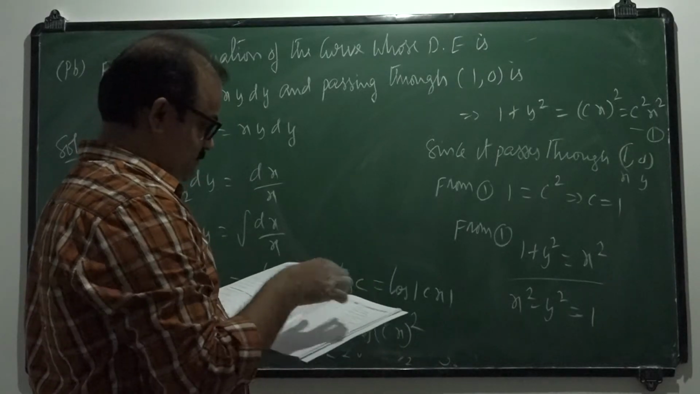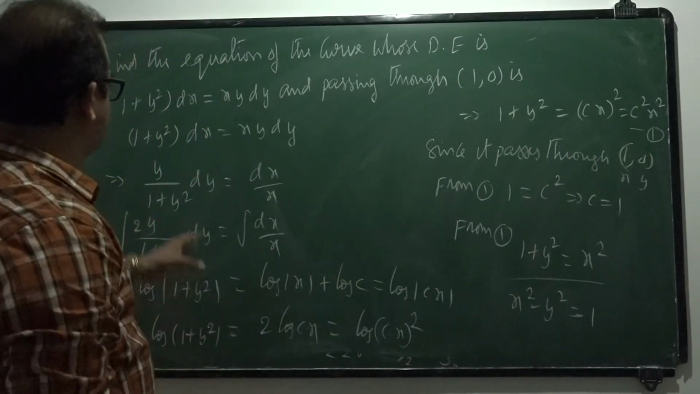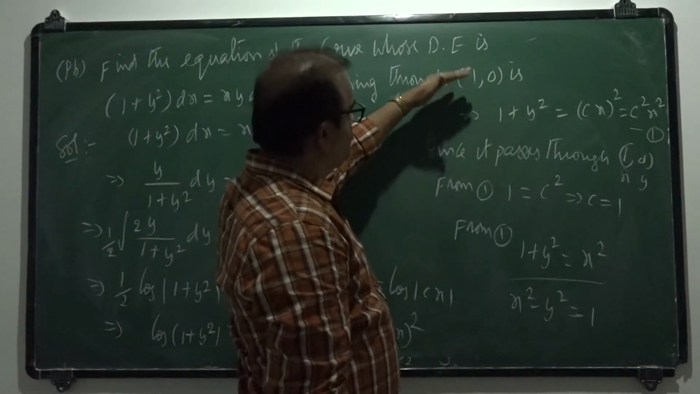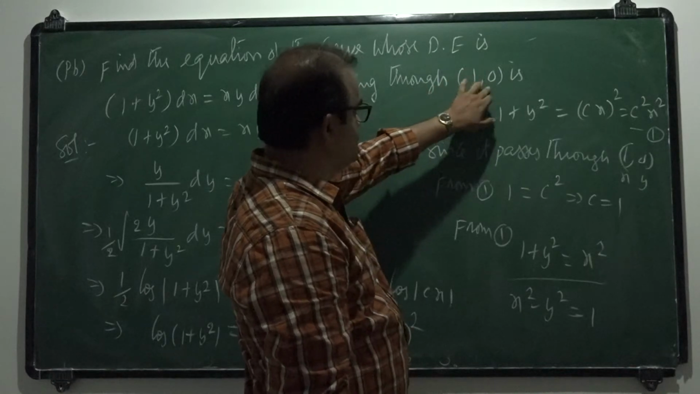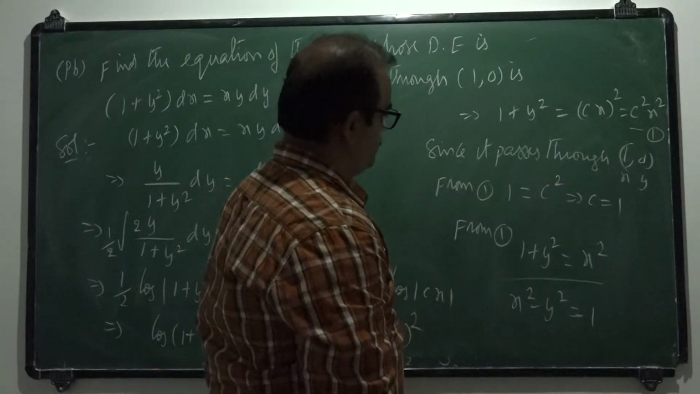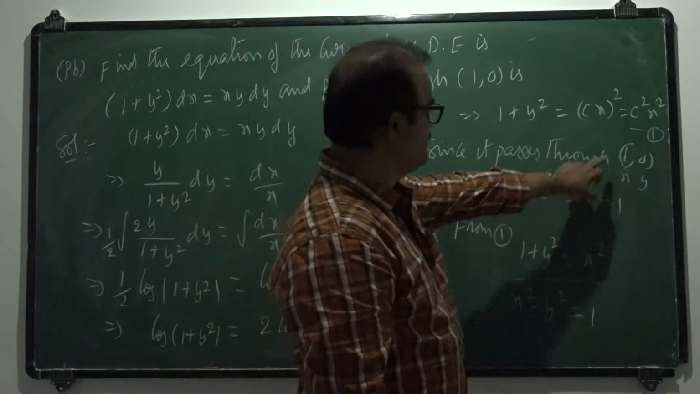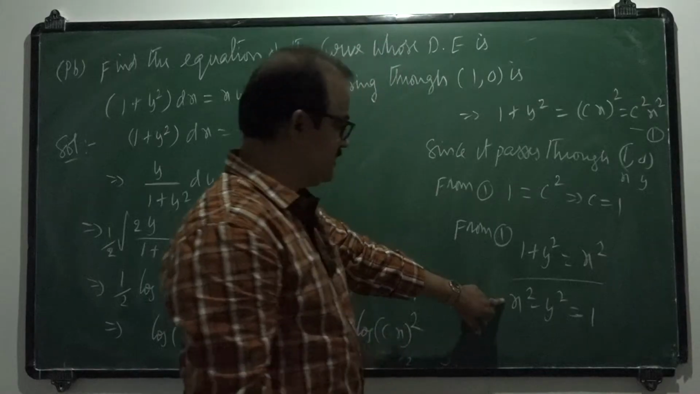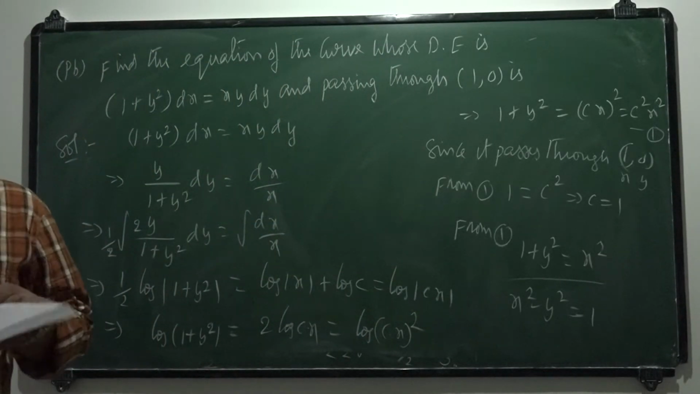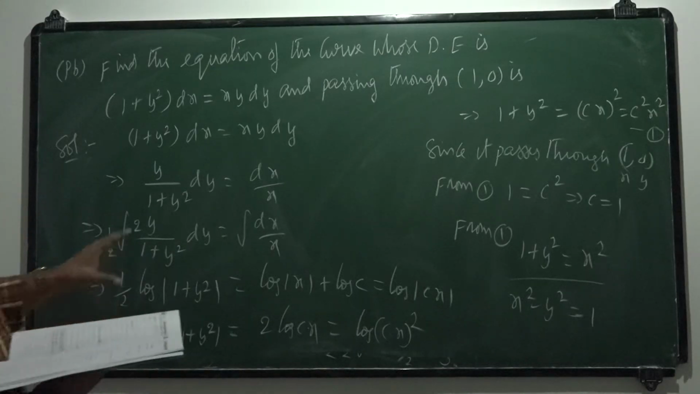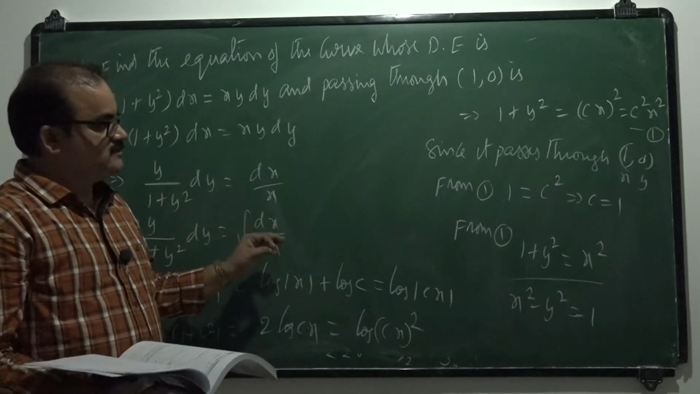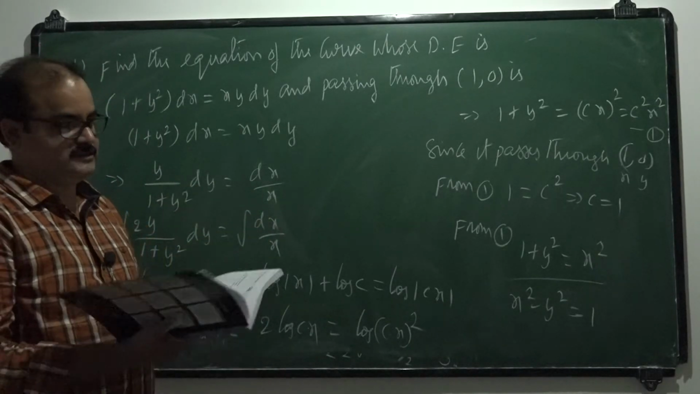Okay, in this way, when the curve passes through some point, based on this point we can find the constant c and then substitute that constant in the general solution, then we get the solution. This is one method, the variable separable method. In the next class we discuss homogeneous equations.